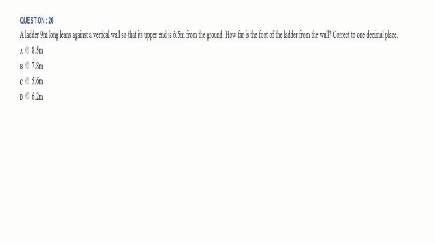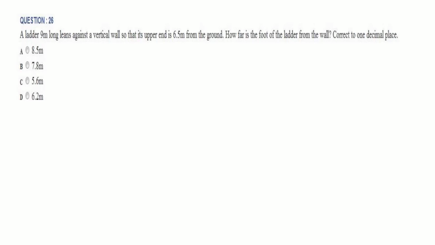A ladder 9 meters long leans against a vertical wall so that its upper end is 6.5 meters from the ground. How far is the foot of the ladder from the wall? Correct to 1 decimal place. This is a question on word problems coming from trigonometry. Try to check this out in the textbook for more understanding on how to solve trigonometrical questions. But let's look at this together. So let's start reading again.